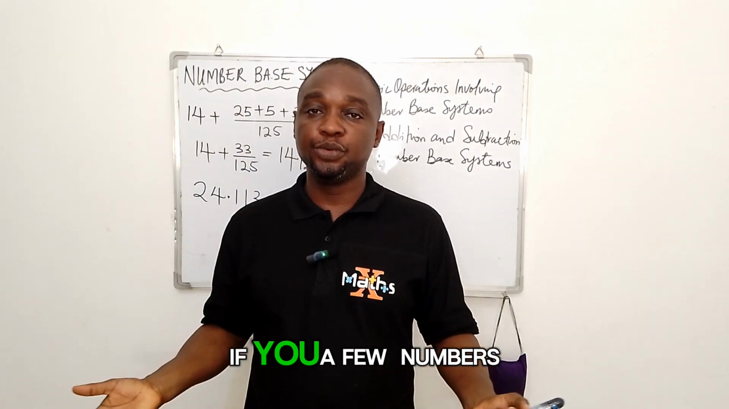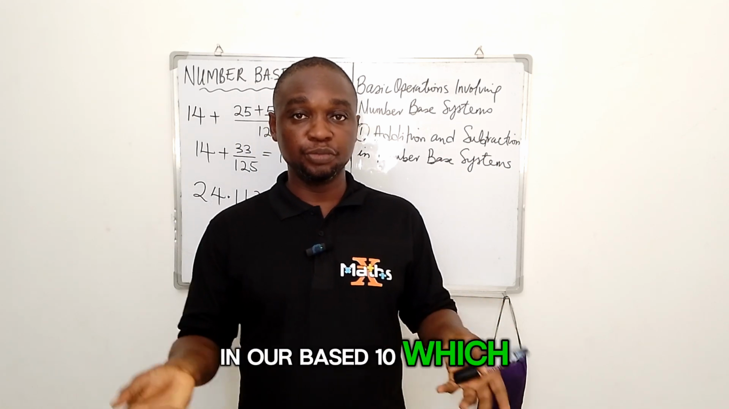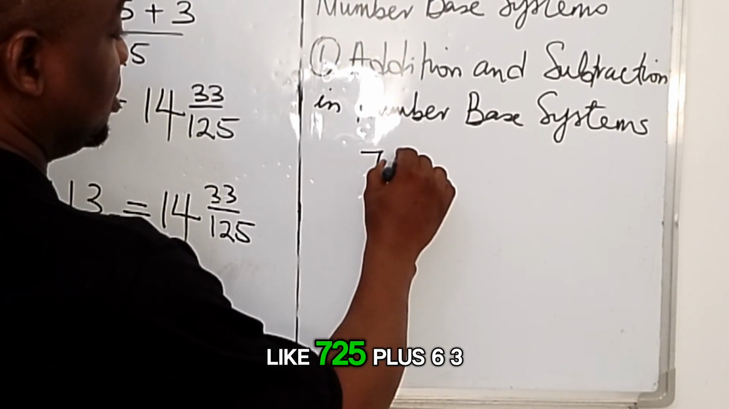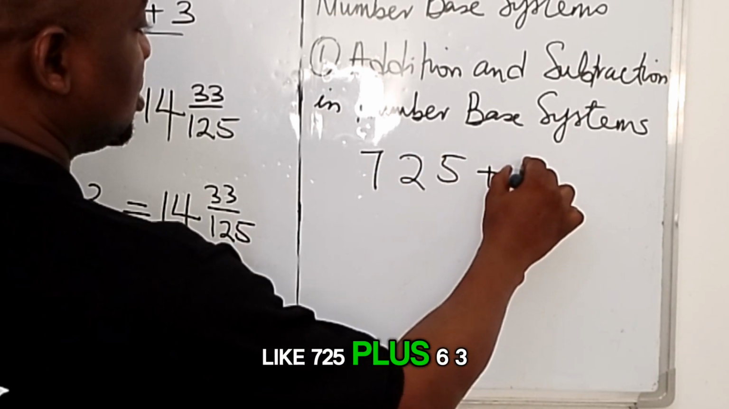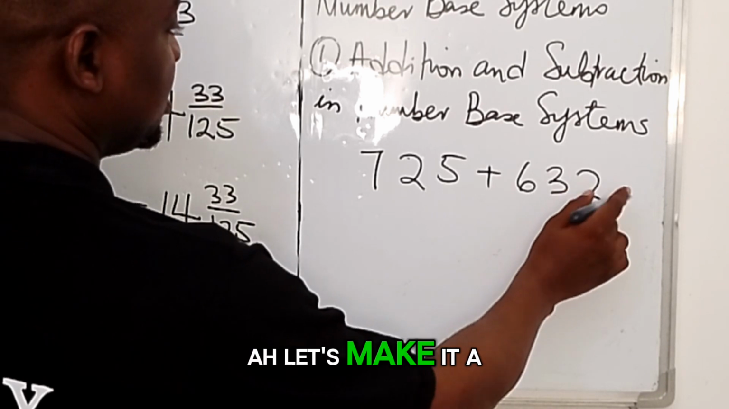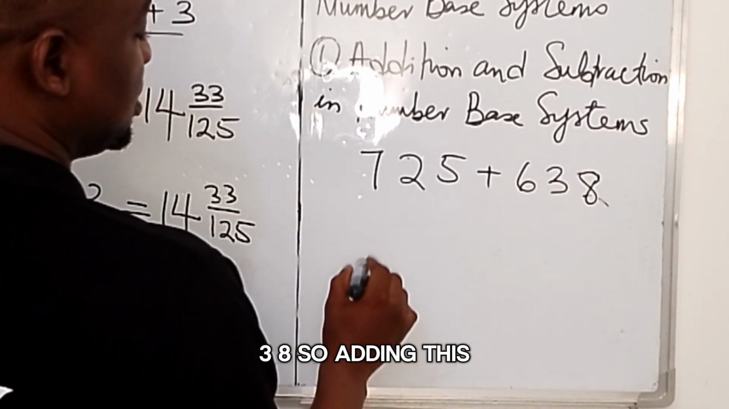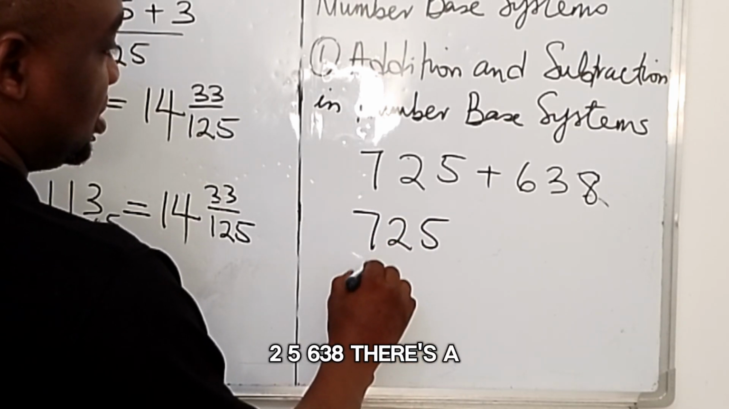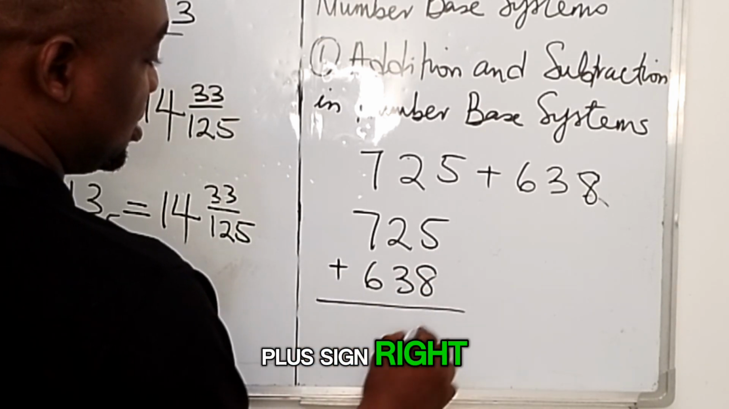Let's pick a few simple numbers to add and subtract in our base 10, which we've been doing. Randomly, I'll just take a number like 725 plus 632. Let's make it a little bigger. Let's make it 8638. So adding this, we have 725, plus 638. There's a plus sign, right?